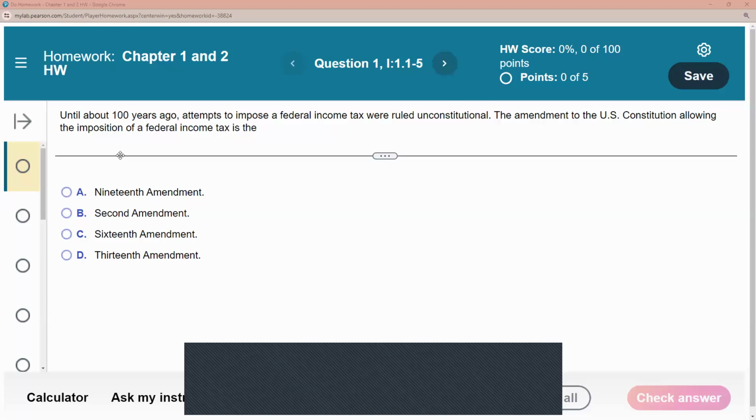So the federal income tax is essentially a dominant form of taxation in the United States. Some states and some cities also impose an income tax. And corporations as well as individuals are subjected to taxes. All right, so we learned that in Chapter 1.